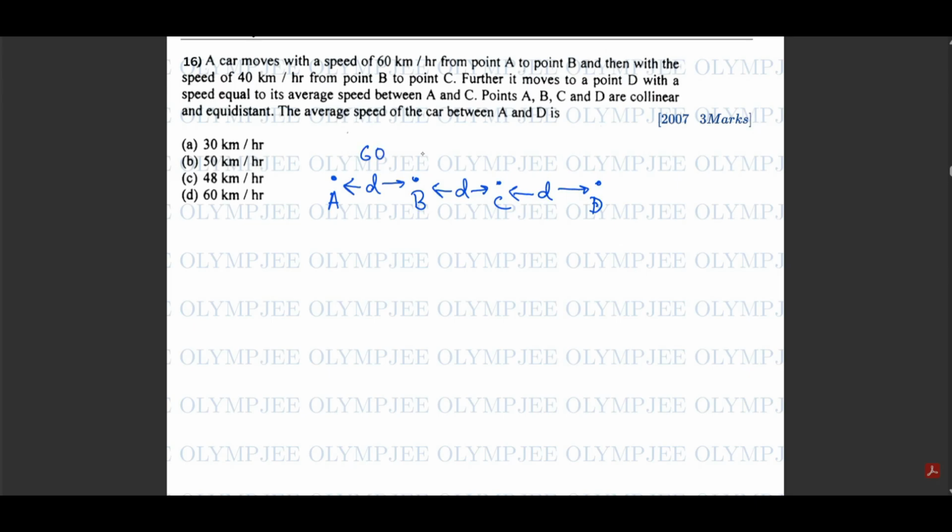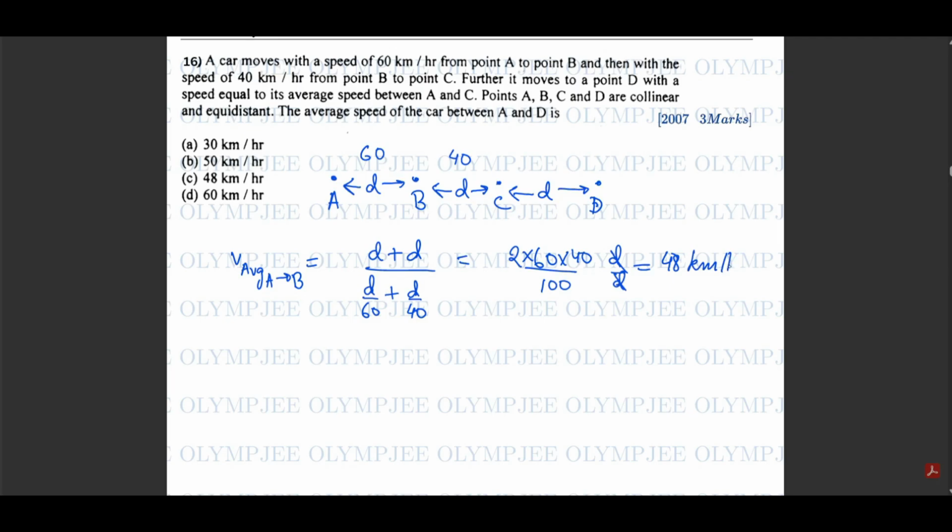Speed from A to B is 60, from B to C is 40, and C to D is unknown right now. So the average from A to B will be total distance by total time, that is D plus D over D by 60, which is the time from A to B, plus D by 40, which is the time from B to C. That gives us 2 into 60 into 40 divided by 100. D and D will cancel out. So this gives us 48 km/h.